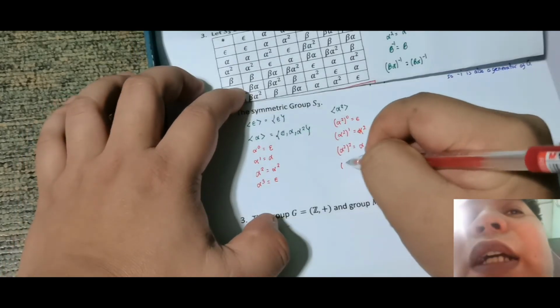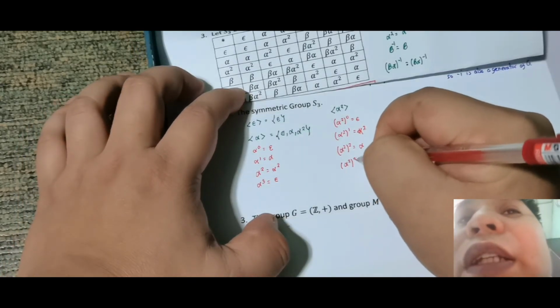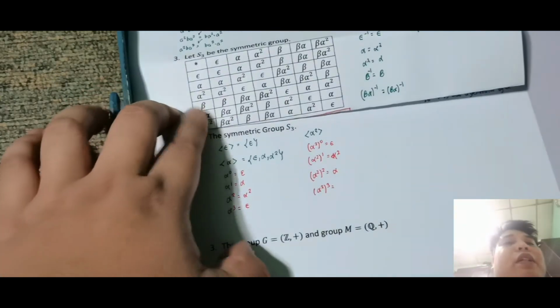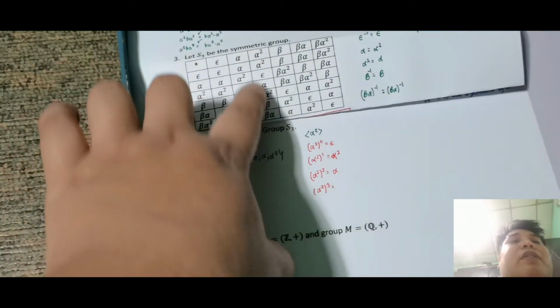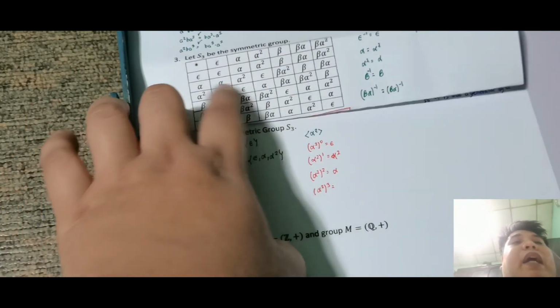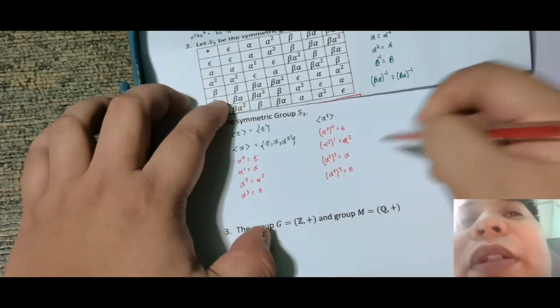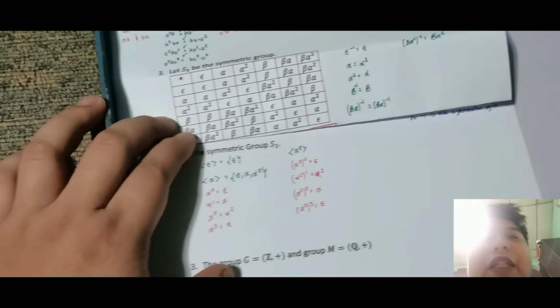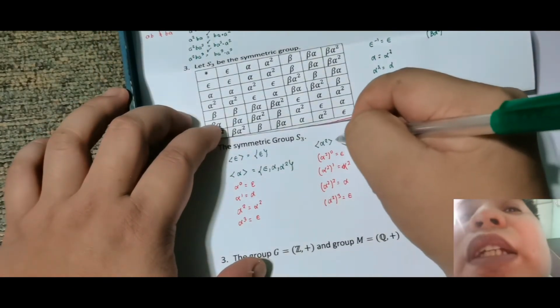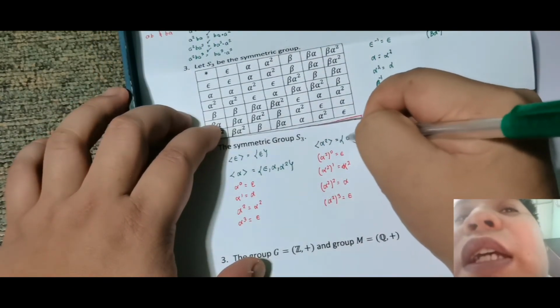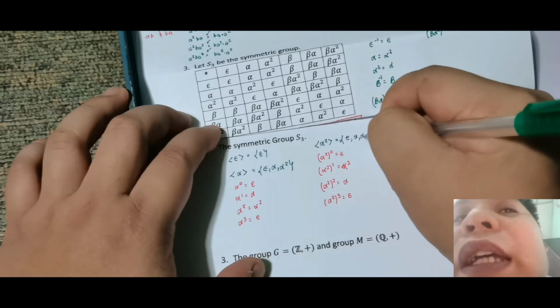Okay, next is alpha squared raised to 3. So alpha squared raised to 3 is alpha times alpha squared, which is epsilon. Tama? So bumalik na sa epsilon, or sa ating identity element. Therefore, ang cyclic subgroup generated by dito is epsilon, alpha, and alpha squared.